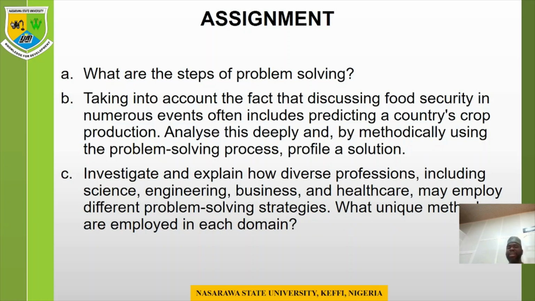The next one is: investigate and explain how diverse professions, including science, engineering, business, and healthcare, may employ different problem solving skills. We are looking at it on the basis of science and engineering, so we encourage you to look at problem solving in terms of healthcare and business in providing a solution to this.